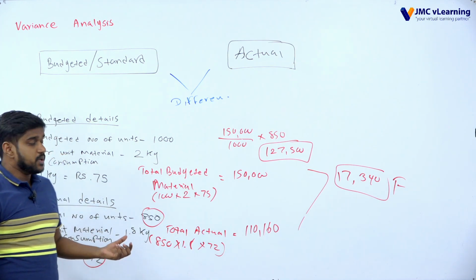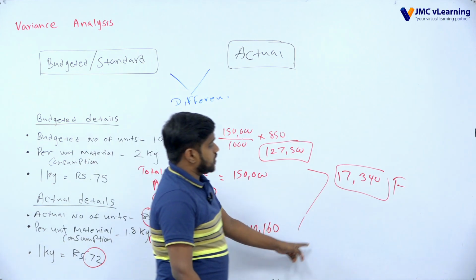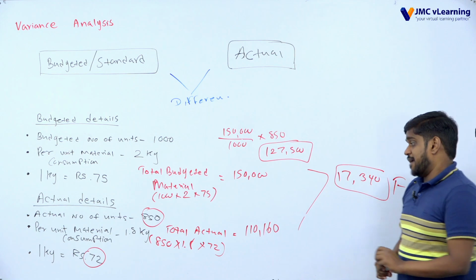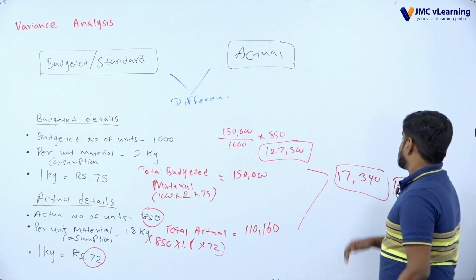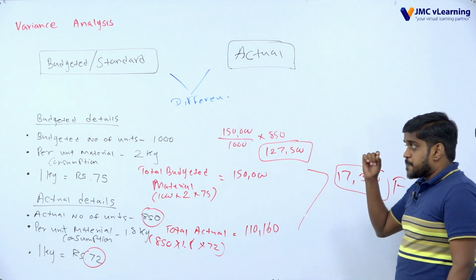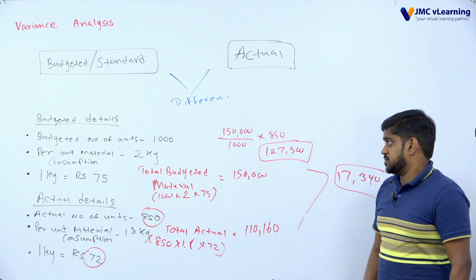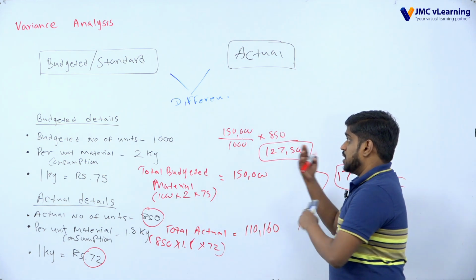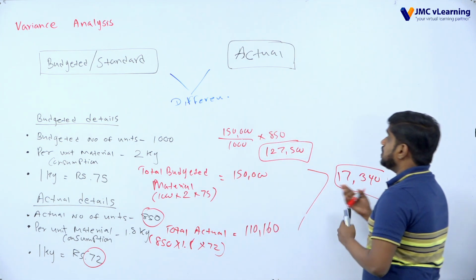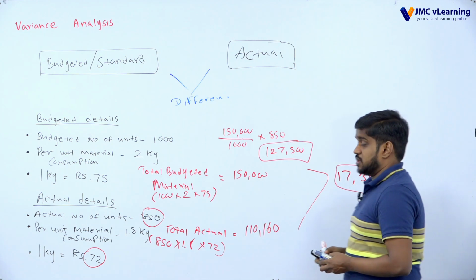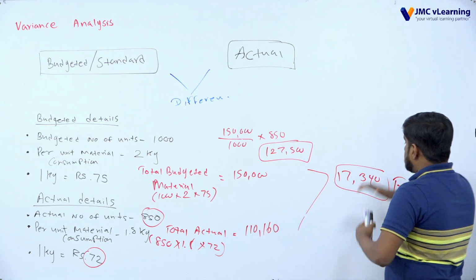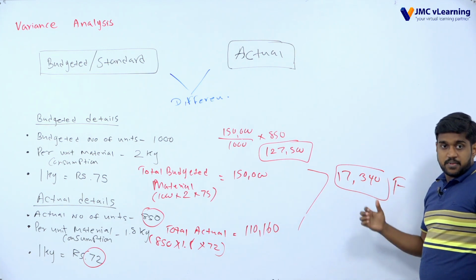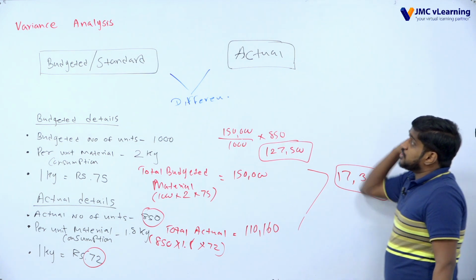The main factor that affects this difference is our price change, as well as another thing that affected this difference, which is our material usage. If you compare our material usage between budgeted and actual data, then definitely we can identify some difference between those. Then we can analyze deeply this 17,340 difference using this variance analysis.